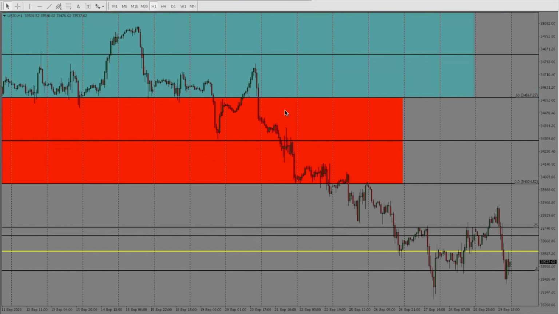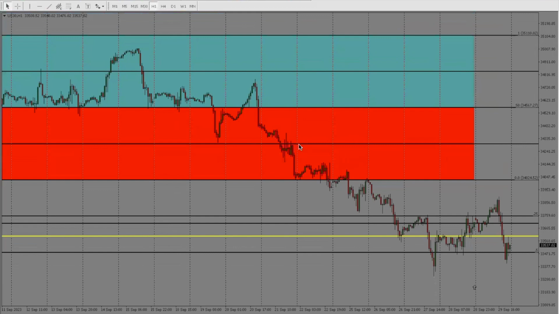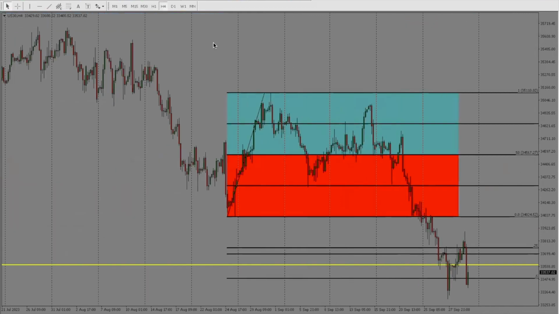So what I wanted to show you is this is part of the reason why we don't always have to just buy in a discount and sell in a premium. Obviously, that's what our focus needs to be, but discount markets based on IPDA can continue moving lower.